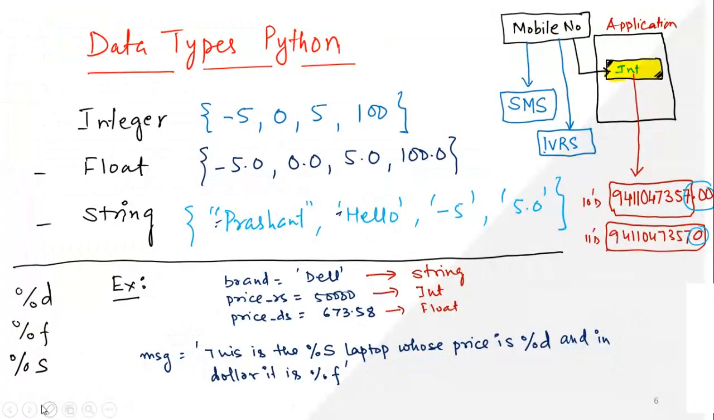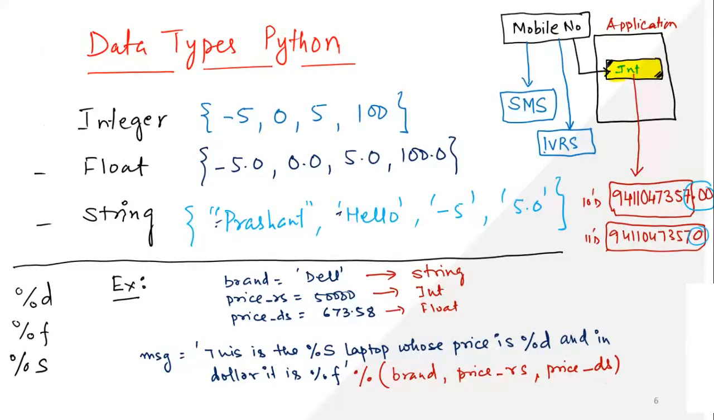Okay, so what I have to do, I have to use this percentage here, and then I have to use the brand, then price RS and price DS. Okay, I hope it is clear to everyone.